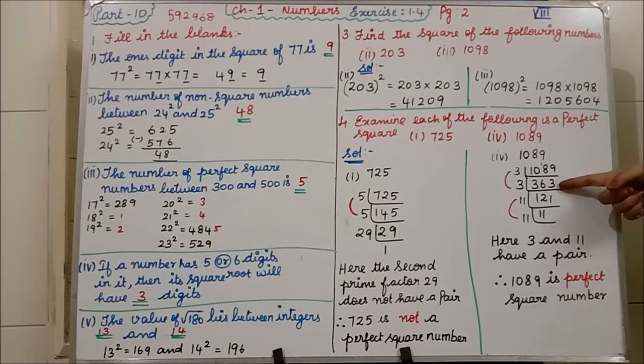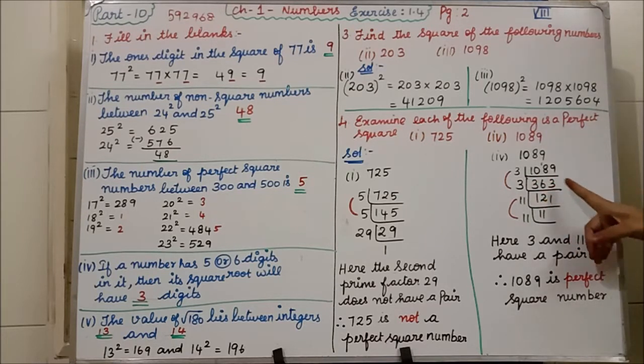Clear? Again ending with 3, so again we can go for 3. 1 3 is 3. 2 3s are 6. 1 3 is 3. 121 is what, in which table will it come? 11 table. 11 11s are 121. Then 11 is what? 11 is a prime number. So 11 will come only in the 11 table. So here 1 11 is 11.